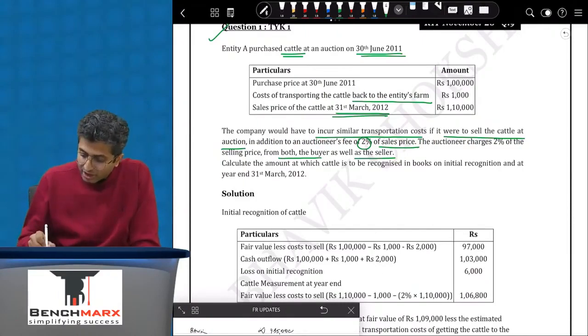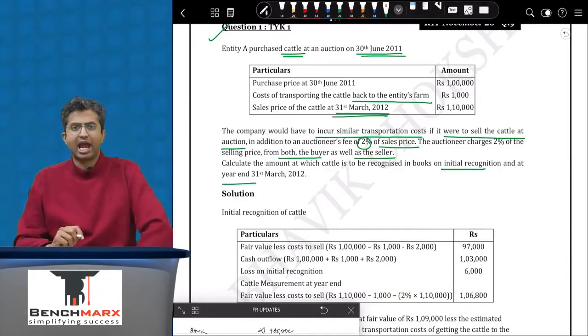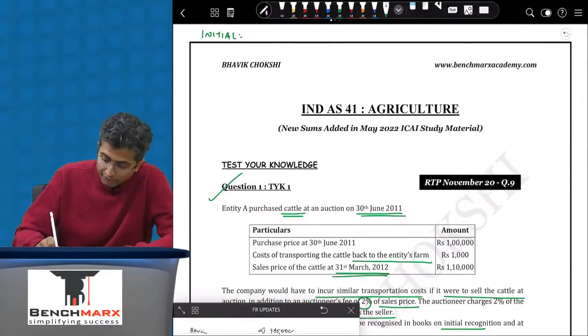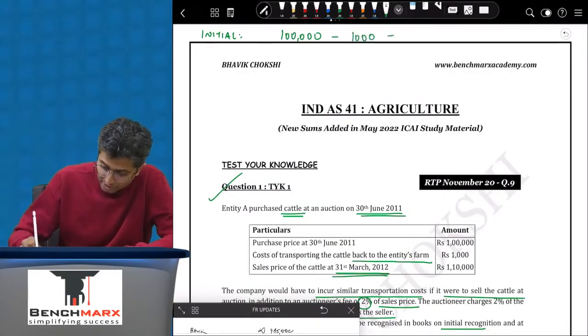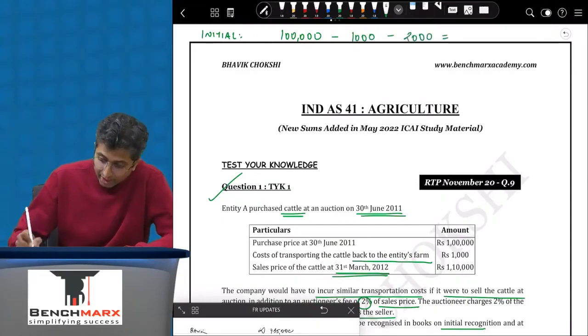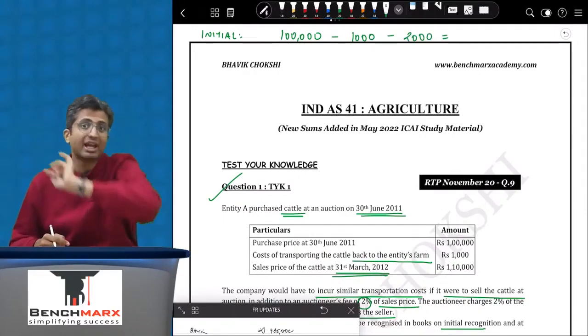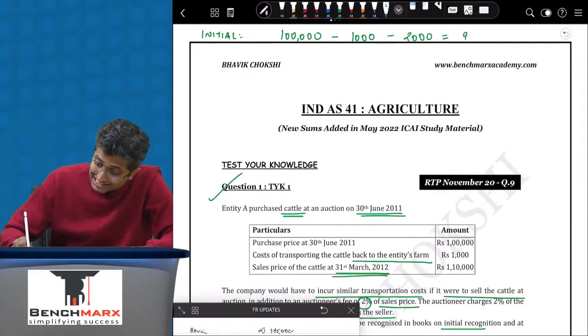Achha. Calculate the amount at which cattle is to be recognized in the books on initial recognition as well as at the year end. So at initial recognition, you will recognize the cattle at fair value, which is, let us say, 1 lakh rupees, which is the purchase price, minus the cost to transport the cattle, that is 1000, minus 2% auctioneer's fee on the sale price. Sir, but 2% we paid as a buyer, yes, but if you want to sell it, you will again have to pay that 2%, and hence 97,000. This is the cost to sell.